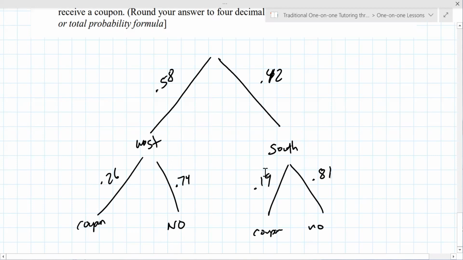Gotcha. Is it clear how I wrote why these numbers fall where they do, why we broke it up into west, south? Okay, so from here you can actually do the question, which is find the probability that this student does not receive a coupon. So which paths lead you to no coupon? Well, you could go west and no, or you can go south and no. Do you see that both of these are no coupon?